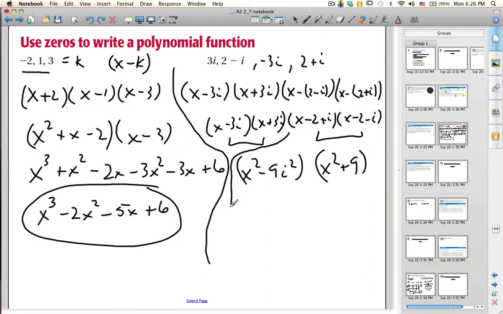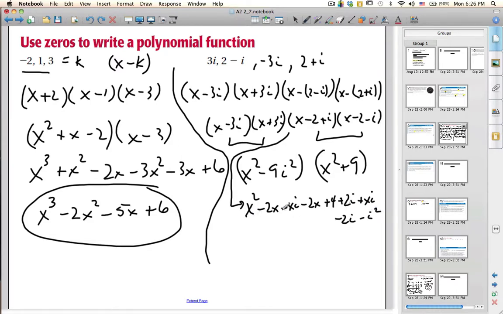When I multiply this trinomial times that trinomial, it's going to be a big thing, so I'm going to put it down here. x times x is x squared. x times minus 2 is minus 2x. And x times minus i is minus xi. Negative 2 times x is minus 2x. Negative 2 times negative 2 is plus 4. And negative 2 times minus i is plus 2i. And then i times x is xi. I times minus 2 is minus 2i. And i times minus i is minus i squared.